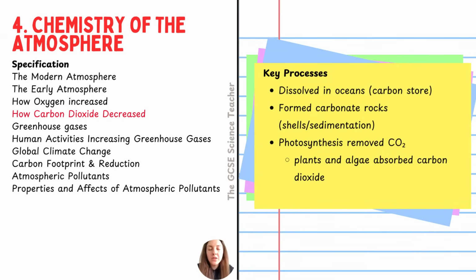Processes in how carbon dioxide decreases: it dissolves in oceans, which is a carbon store. It also forms carbonate rocks, so sedimentation or sedimentary rocks. And also photosynthesis absorbs a lot of CO2 and converts this into oxygen.